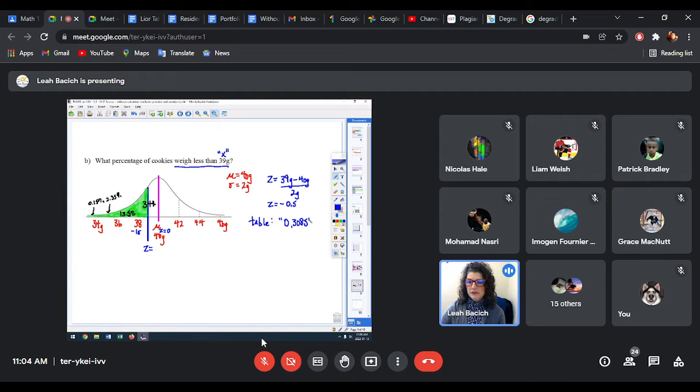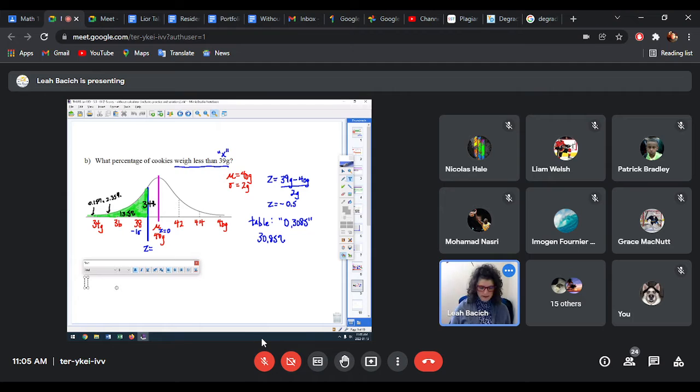So all I have to do is convert that guy to a percent. So 30.85% would be my answer. So as always, we should write a statement. 30.85% of cookies weigh less than 39 grams. Always write a sentence, please. And preferably one that we can see. Sorry.